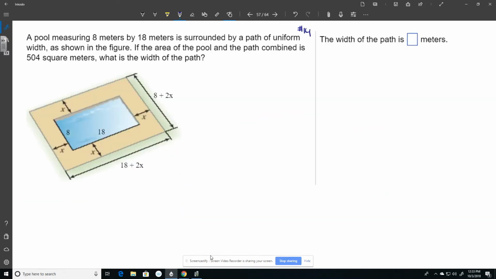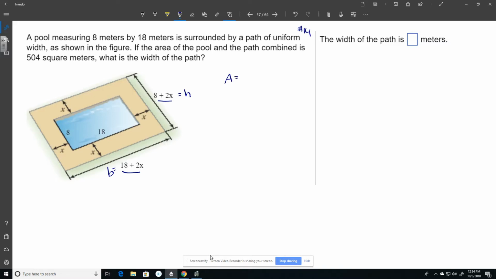All right, guys, number 14. Excuse me. It looks really messy, but it actually sets up the picture for you. It says that you have this swimming pool with a path around it, and it wants to know the width of the path. It gives you the dimensions of everything right here. From one corner to the other is 18 plus 2x, and this one right here is 8 plus 2x. So basically, your base is 18 plus 2x, and 8 plus 2x is your height.